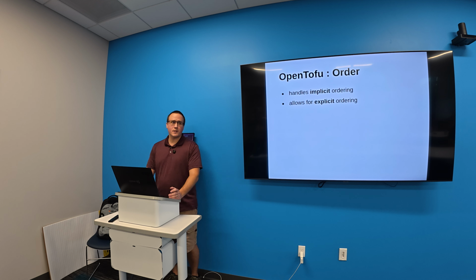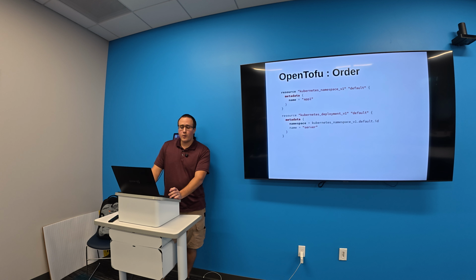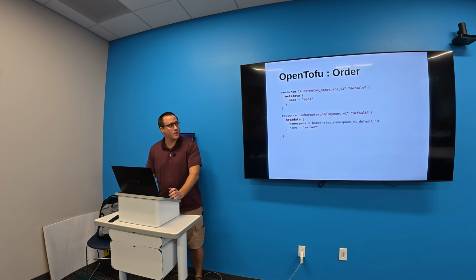The more you do this stuff, you'll realize that there's an order to a lot of things. Things have to exist before you can add things to them, those kinds of things. OpenTofu handles that very nicely, so we'll look at an example here. So let's say I wanted to make a deployment from my server inside of a new namespace. Clearly, the namespace has to exist before I can create something in it.